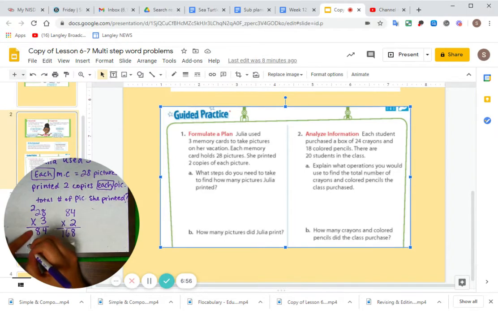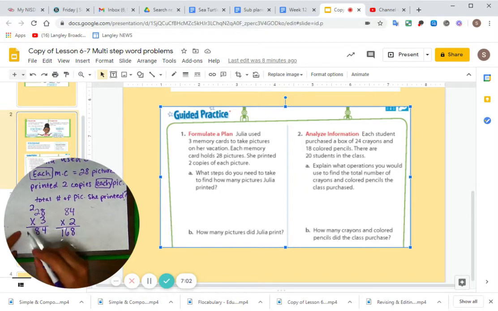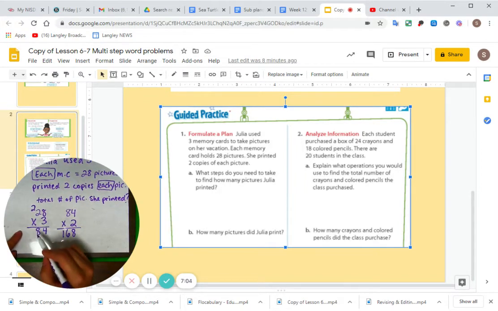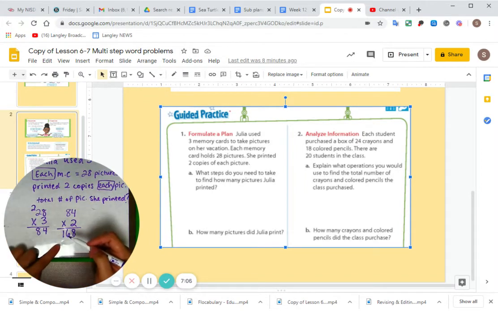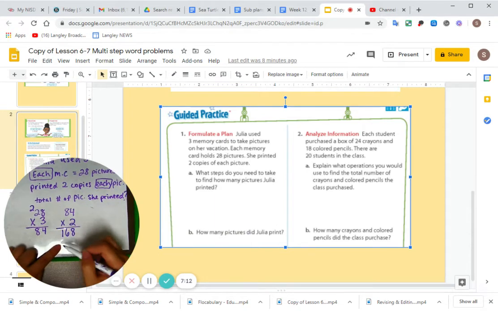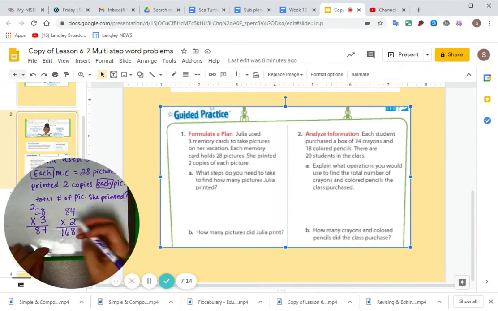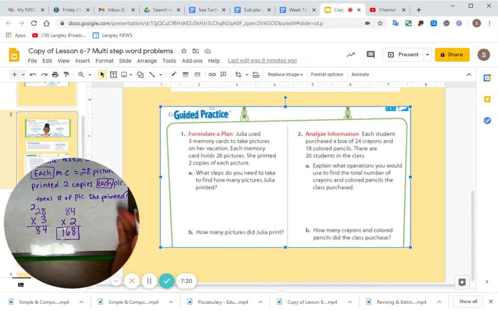So 84 was the number of pictures, or how many pictures that Julia took, right? She had 84, or she took 84 pictures. And then she printed a total of 168 pictures. Okay, so 168 is our total answer there.